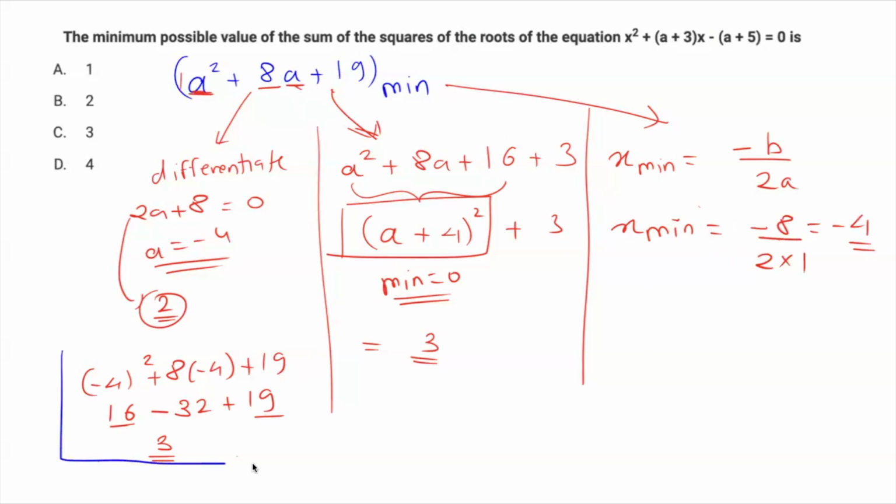And this we have already done here, right? Same way we get the answer as 3. Different ways we'll get the same answer in all the cases. The answer would be option C.